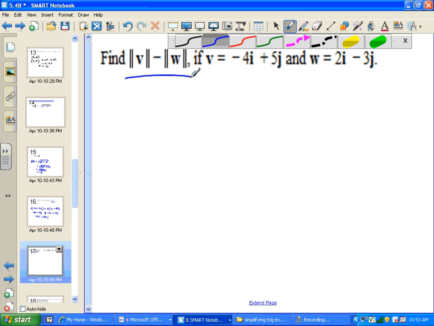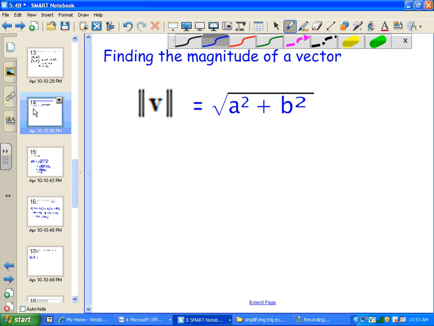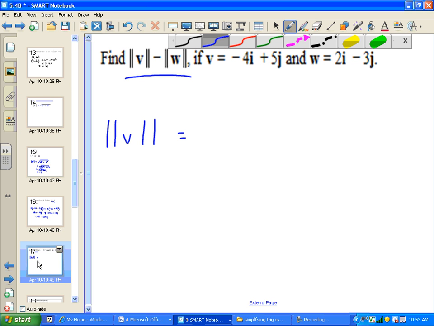What is that really subtracting? The magnitudes. The magnitude of V minus the magnitude of W. So what we need to do to figure this out is find the magnitudes of the vectors. Let's start off with V. Let's find the magnitude of V. Now, remember, go back. How do we find the magnitude? The square root of the sum of the squares of the components. So help me out. This will be the square root of what?